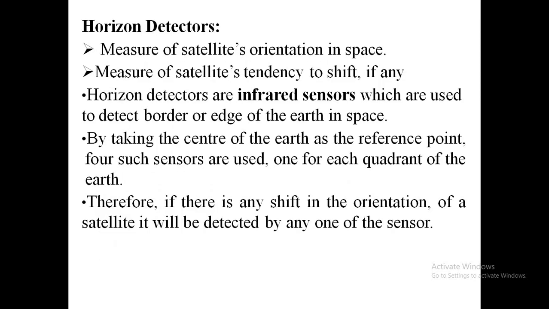Horizon detectors. These are involved in measuring the satellite's orientation in space as well as the satellite's tendency to shift. Horizon detectors are infrared sensors which are used to detect the border or edge of the earth in space. By taking the center of the earth as the reference point, 4 such sensors are used, one for each quadrant of the earth. Therefore, if there is any shift in the orientation of a satellite, it will be detected by one of the sensors.